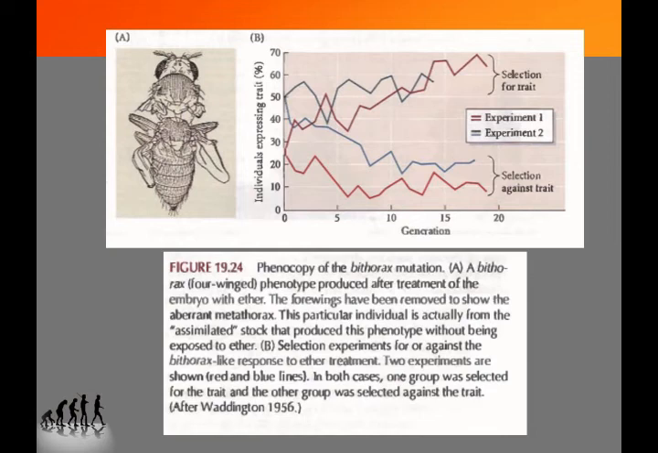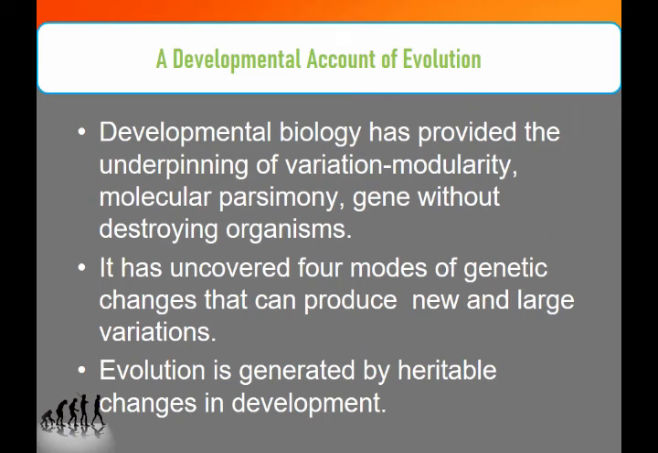The last topic, a developmental account of evolution. Developmental biology has provided the underpinning of variation, modularity, and molecular parsimony, generating variation without destroying organisms. Developmental biology has also uncovered four modes of genetic change that can produce new and large variations. So, the developmental genetic model has been formulated to account for both the homologies seen in evolution and the differences.